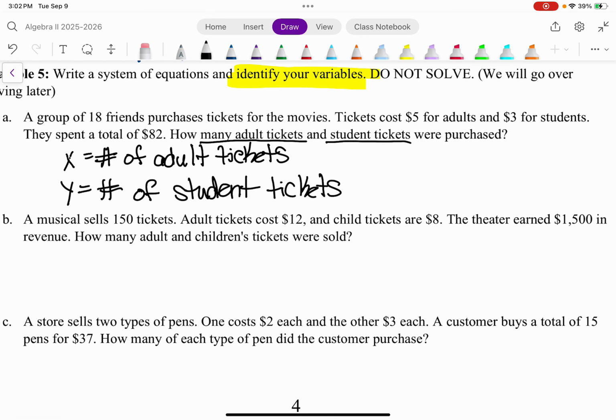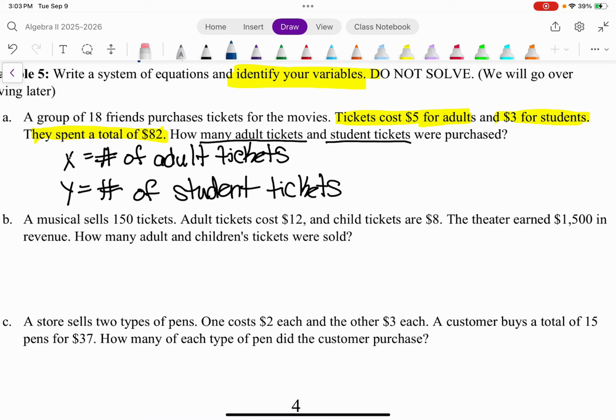Then if we look through, there's going to be different information that the problem gives us. If there's something labeled with units, those are typically all going to go in one equation together. So if we look, the ticket cost for adults, $5, $3 for students, and then they spent a total of $82. Those three values are all working with money, so they are all going to go in the same equation.